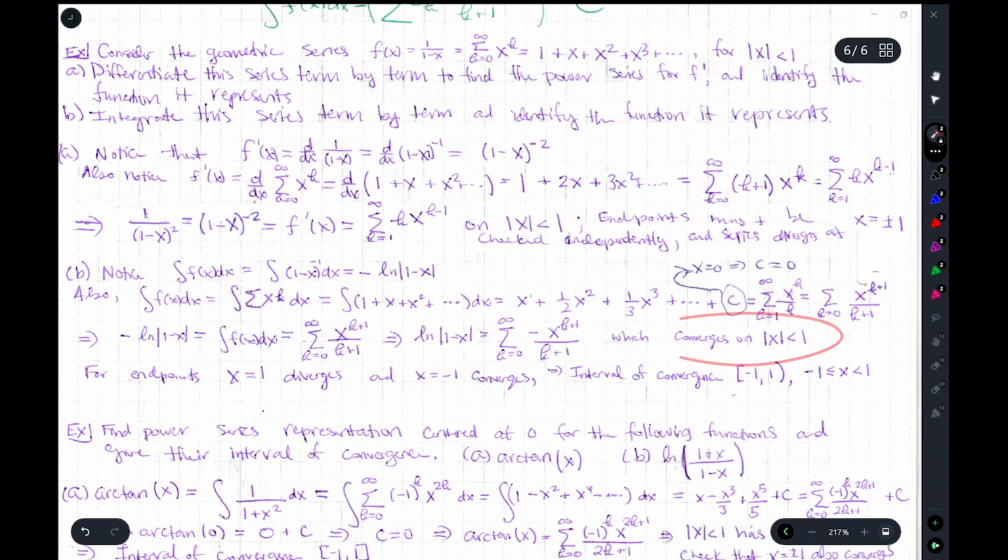And this also converges for absolute value of x strictly less than 1, the same convergence as the function that we started with, but we do have to check the endpoints. Okay, and it turns out that at x equals negative 1, you get convergence by the alternating series test. And at x equals 1, that's pretty intuitive by just looking at it, it diverges. So here goes the interval of convergence.